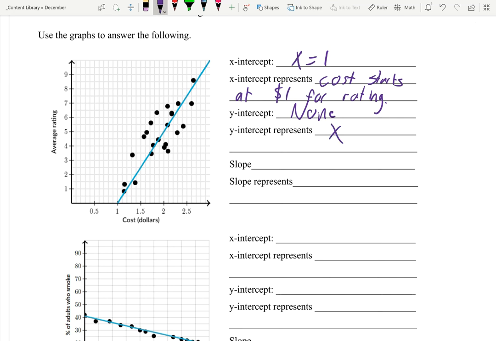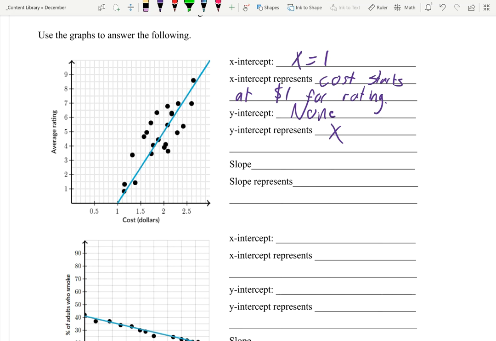If we had a y-intercept, though, it would essentially be the rating that we get for free, or the rating that you start with for $0. For example, if the graph did something like this and the y-intercept was 3, that would mean the cost is $0, so you wouldn't have to pay anything, and there would be an average rating of 3. That's what that implies.